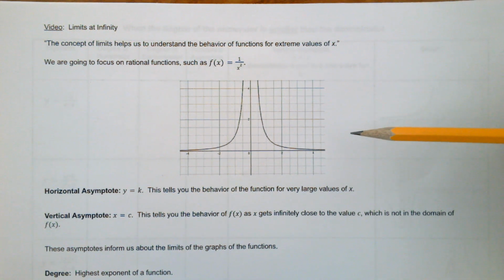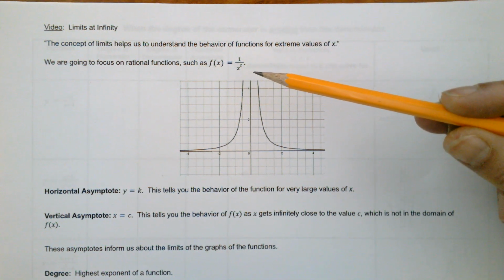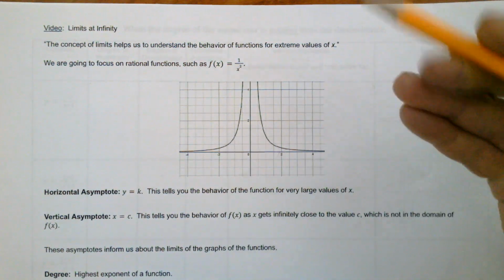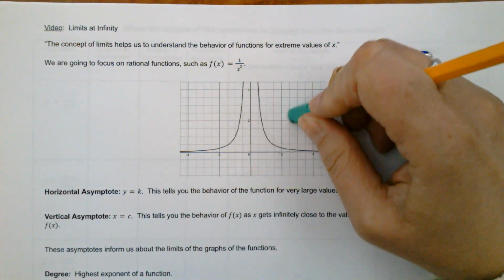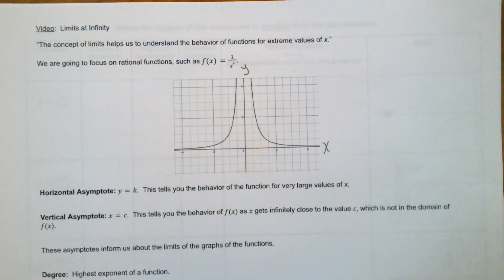So let's look, we're going to be using this picture. This picture is from our function f of x equals 1 divided by x squared. Let's just label it a little bit. This is going to be our x-axis, and this is going to be our y-axis.